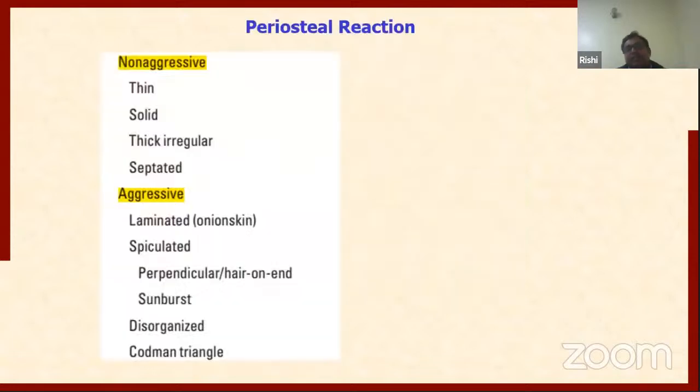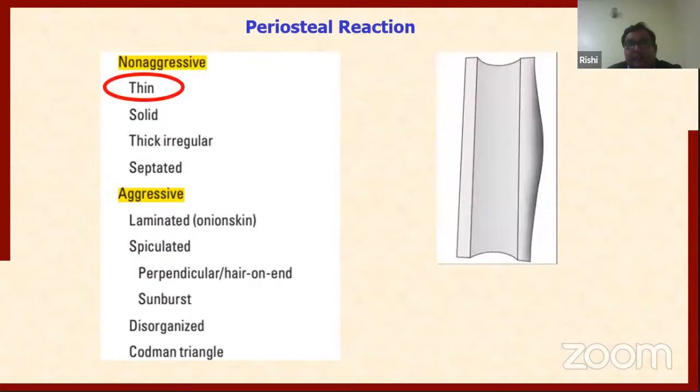Now, coming to periosteal reaction, we need to know that whenever there is anything, whether it is blood or pus or tumor between the bone and periosteum, you will get a periosteal reaction. Like trauma or scurvy or bleeding disorder, there will be blood and you will see a periosteal reaction. In osteomyelitis, it will be pus, it will give rise to periosteal reaction, and in tumor, you will get a periosteal reaction. But then we need to look at which kinds of periosteal reaction are non-aggressive and which are more aggressive.